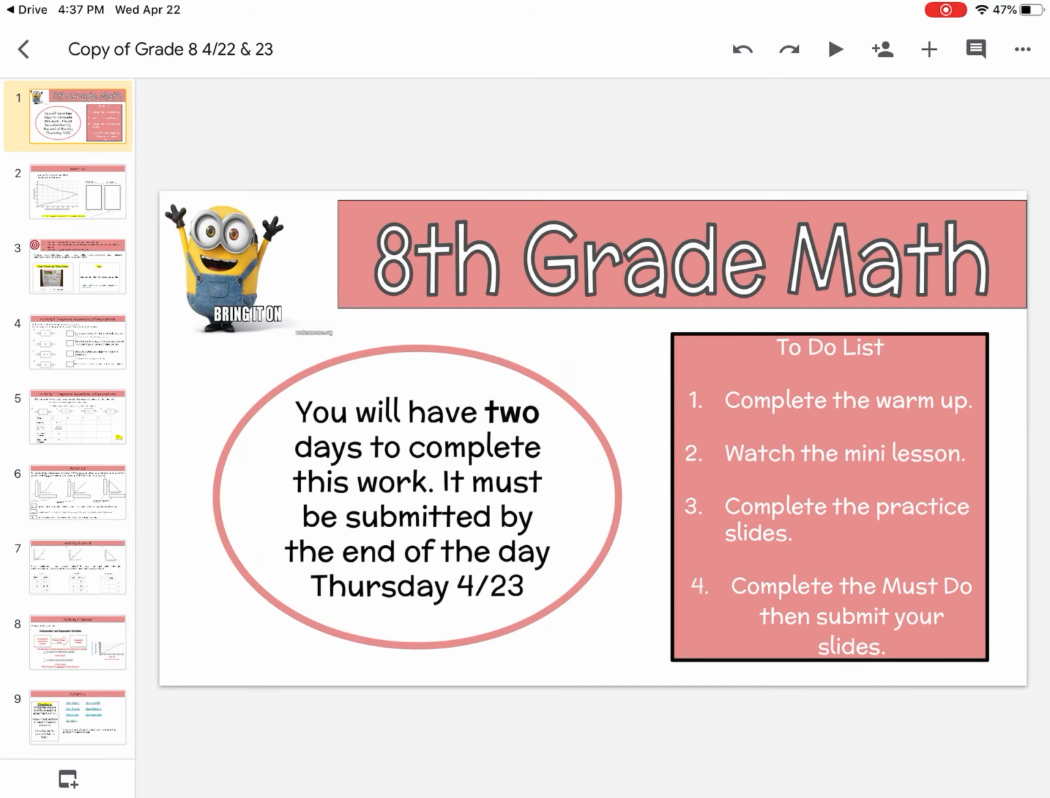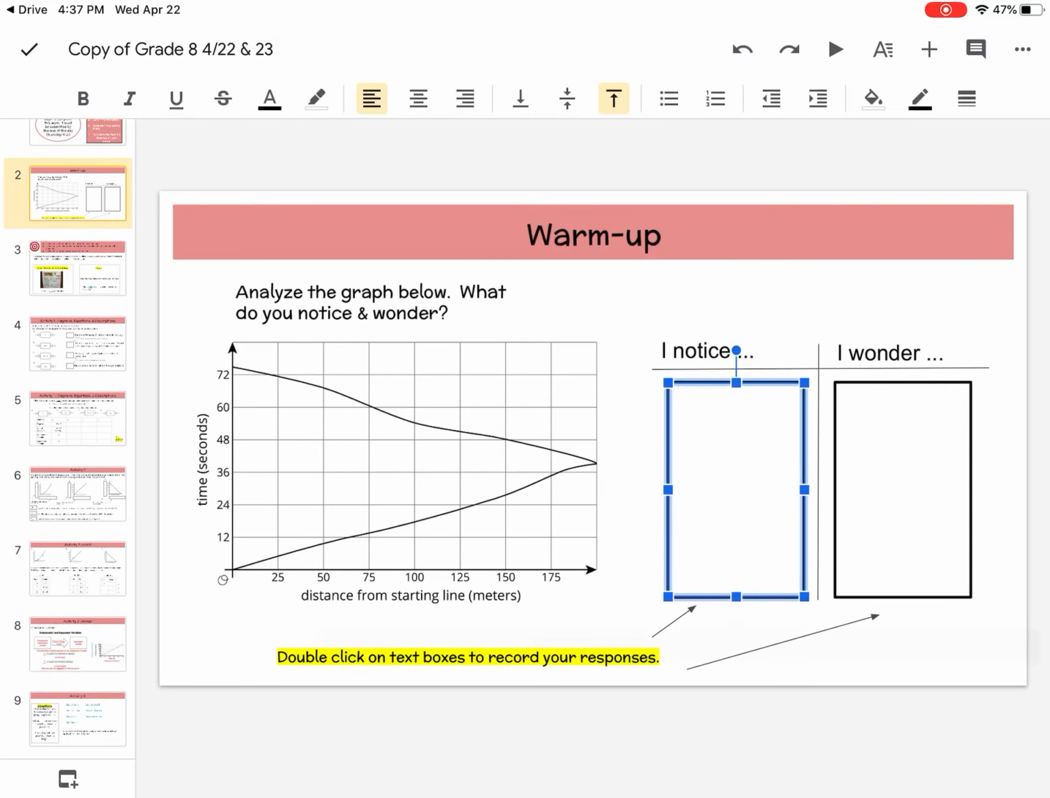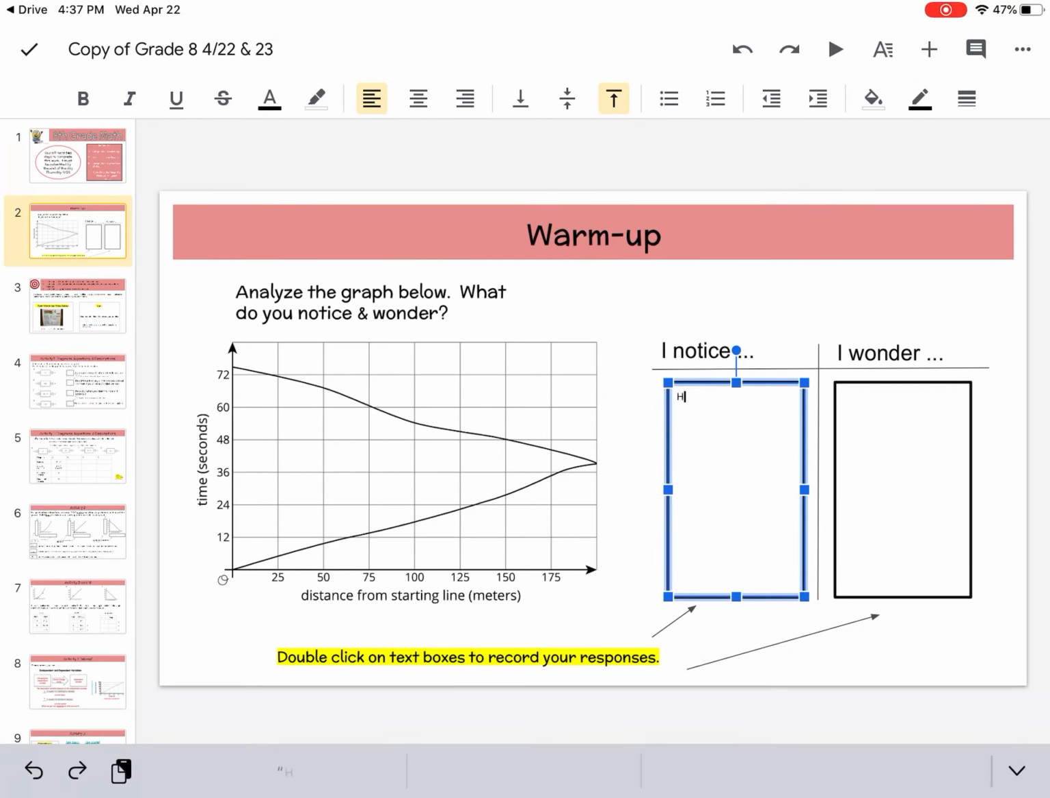So let's take a look at this, our first slide. Let's take a look at slide 2, our warm-up. In this box, your expectation, as it says at the bottom, is to double-click inside the box and type your answer in the box. What do you notice? What do you wonder? I don't want people handing this in blank. I will turn it back to you if it is blank. I know it seems simple, but you've got to get something written in there.